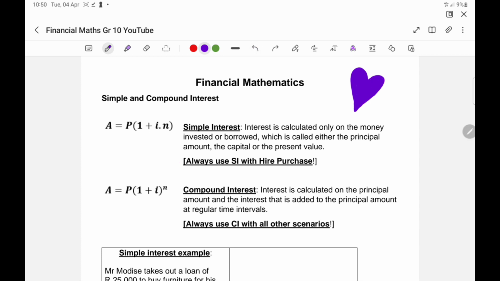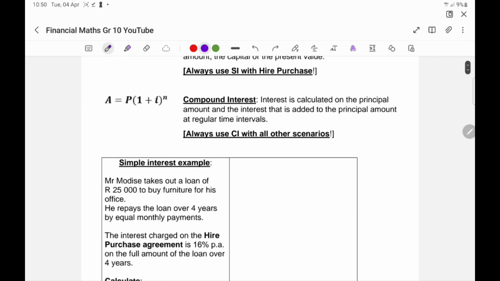Then we get the compound interest. This is where your money gets compounded, your interest gets added onto your original amount, and they work out the percentage on that amount. Then the next year, they add the interest again and work out the percentage on the new amount. So it gets compounded onto each other. The interest is calculated on the principal amount and the interest that is added to the principal amount at regular time intervals. And we always use compound interest with all the other scenarios that we get.